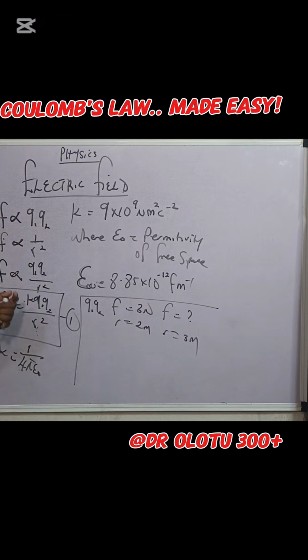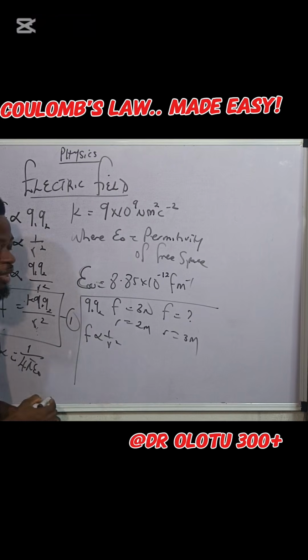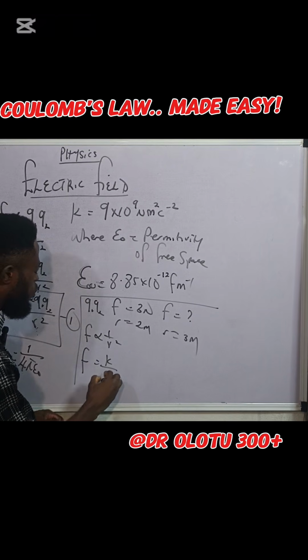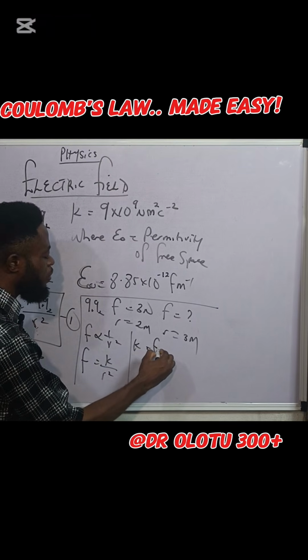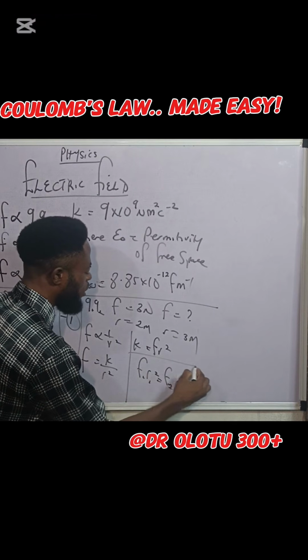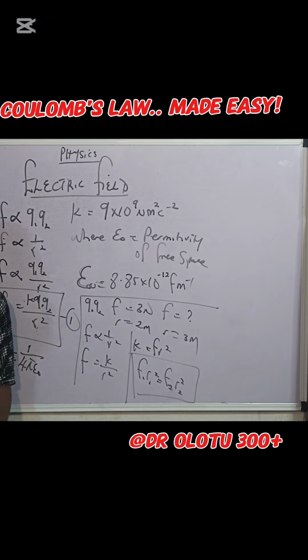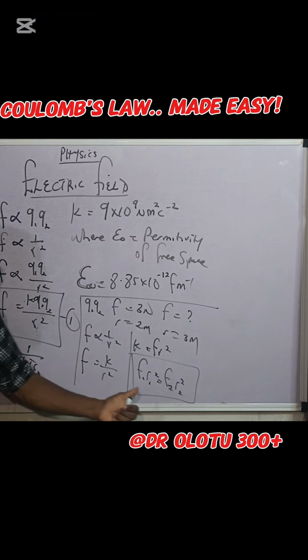From what we have here, that means I'm not going to solve with F proportional to Q1 Q2. We'll solve with F proportional to 1 over R squared because it involves just the force and distance. So I'm going to work with this. I'll come out and say F is directly proportional to 1 over R squared, right? That means F is equal to K over R squared. That means if I make K the subject of the formula, K is equal to F R squared. F1 R1 squared is equal to F2 R2 squared. This is the formula I am going to use to solve in this case that involves just force and distance. If it involves force, distance, and charge, we solve with the earlier formula. Force and distance only, we solve with this formula.